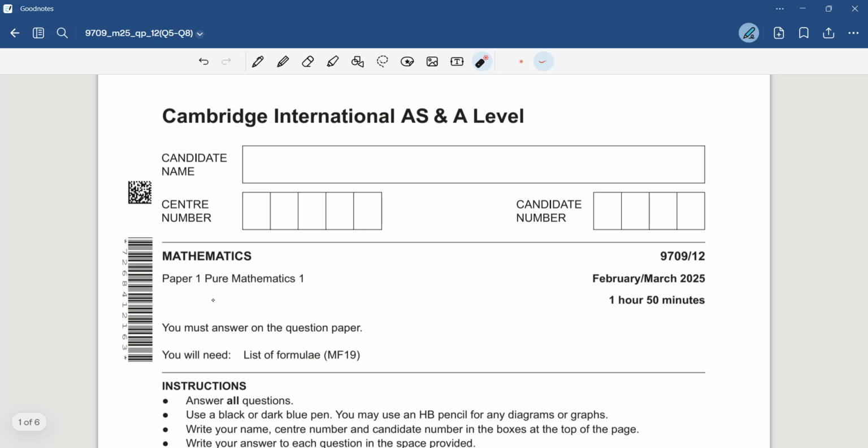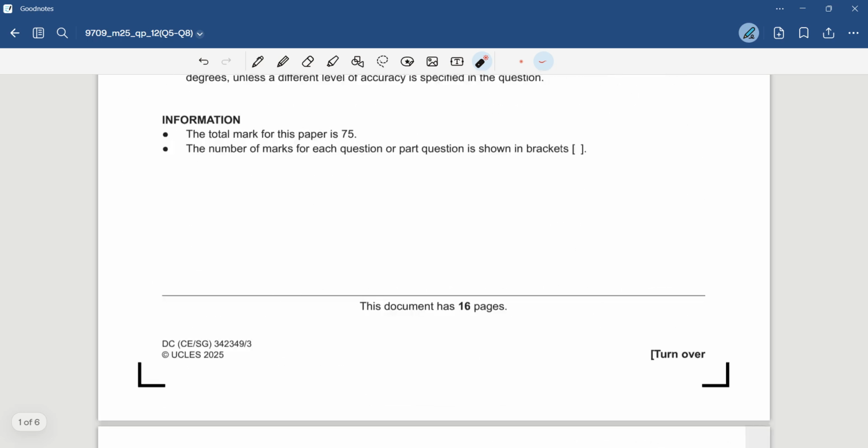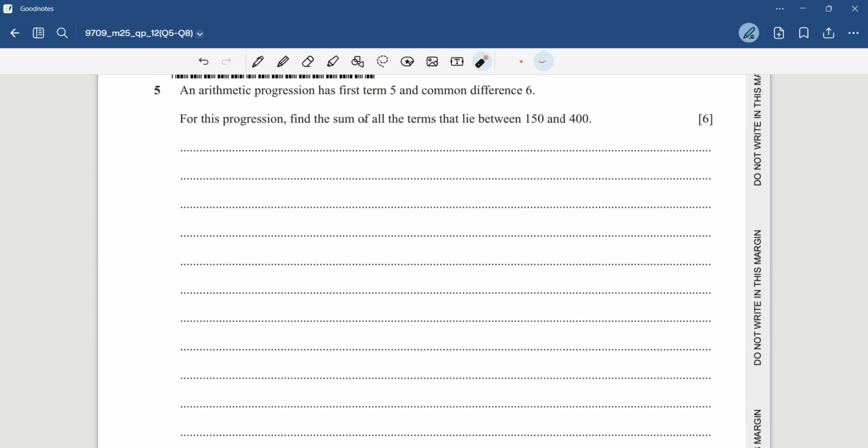So today we're going to look into Pure Maths 1, February/March 2025, question number 5 until question number 8. So let's go into question number 5. For question number 5, an arithmetic progression has a first term of 5. So I just list out here: a equal to 5 and d equal to 6.